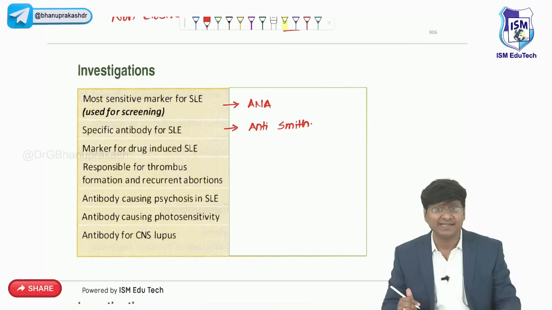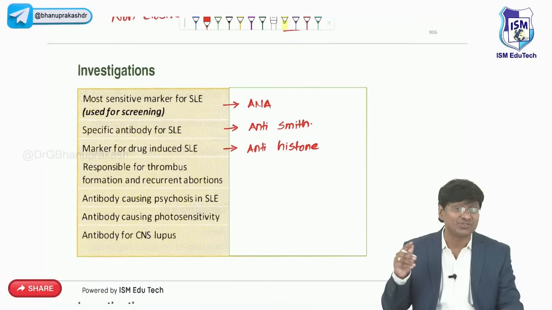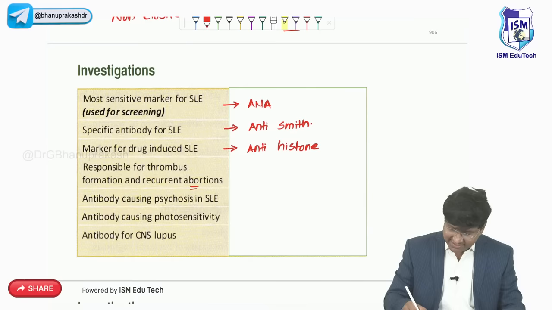Right, that will be anti-Smith. And drug-induced SLE, what is the antibody? That will be anti-histone antibody. And what is the antibody that is responsible for recurrent thrombus formation in SLE causing recurrent abortions? That will be antiphospholipid antibody syndrome.